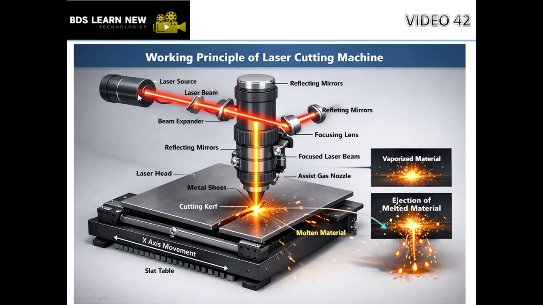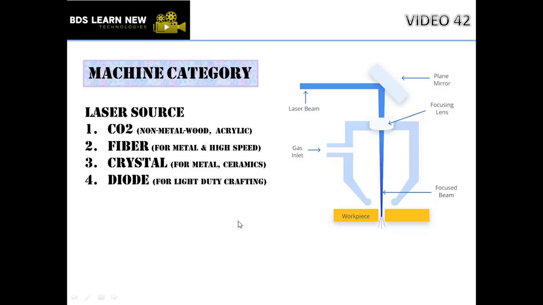Here you can assume the sun to be the laser source generating the sunlight. Then it passes through this focusing lens or reflecting mirror set. Then it passes on to make the cut into this sheet metal. Then we have the machine category. The machine can be categorized by laser source: CO2, fiber, crystal, and diode.